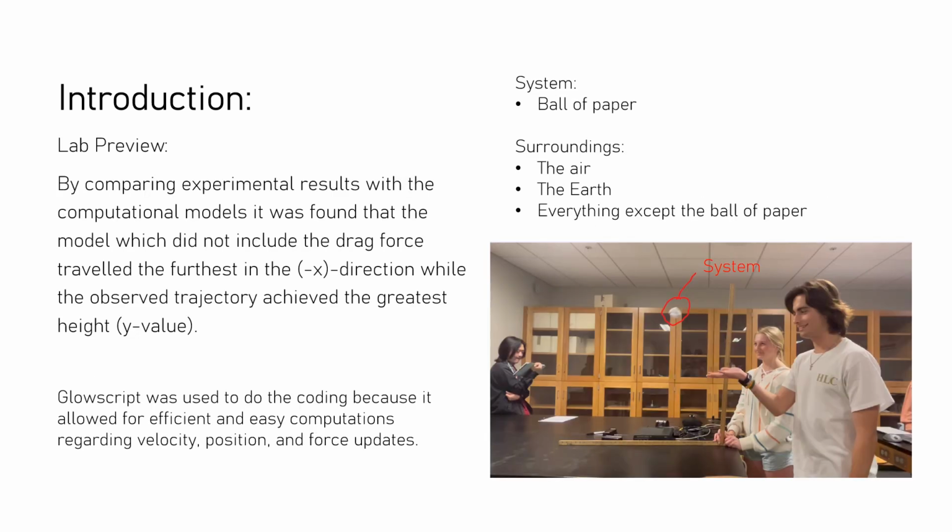In this experiment, the system was the ball of paper, which was thrown to the left, which we have denoted to be the negative x direction, and the surroundings, which were the air, the earth, and pretty much everything except the ball of paper. And a little preview was that by comparing the experimental results with the computational models, it was found that the model that didn't include the drag force traveled furthest in the negative x direction, and the observed trajectory achieved the highest y value. And GlowScript was used to do the coding because it made for easy and efficient computations.